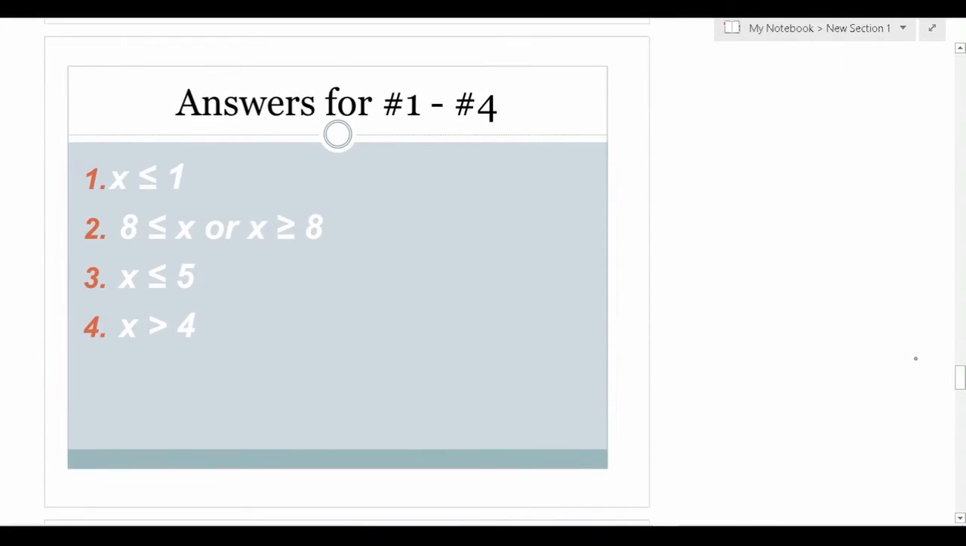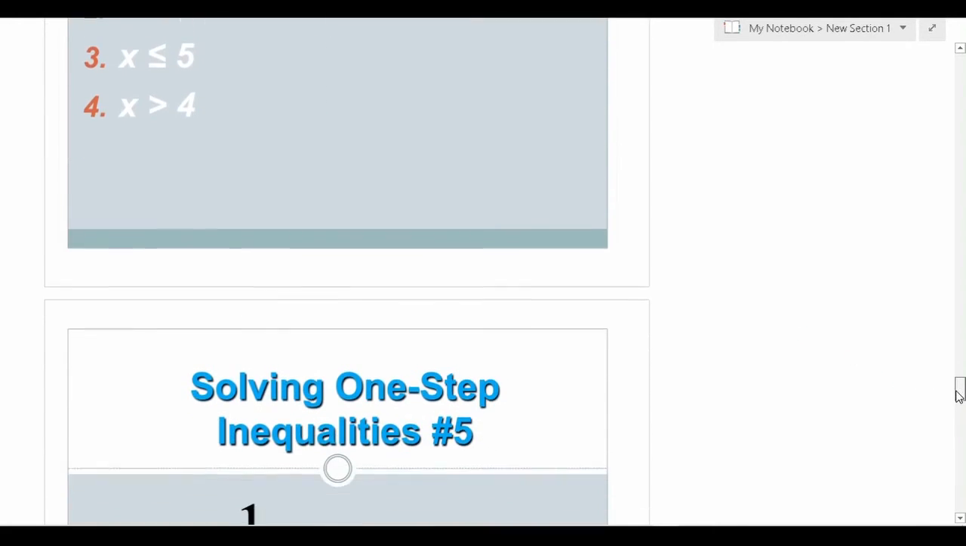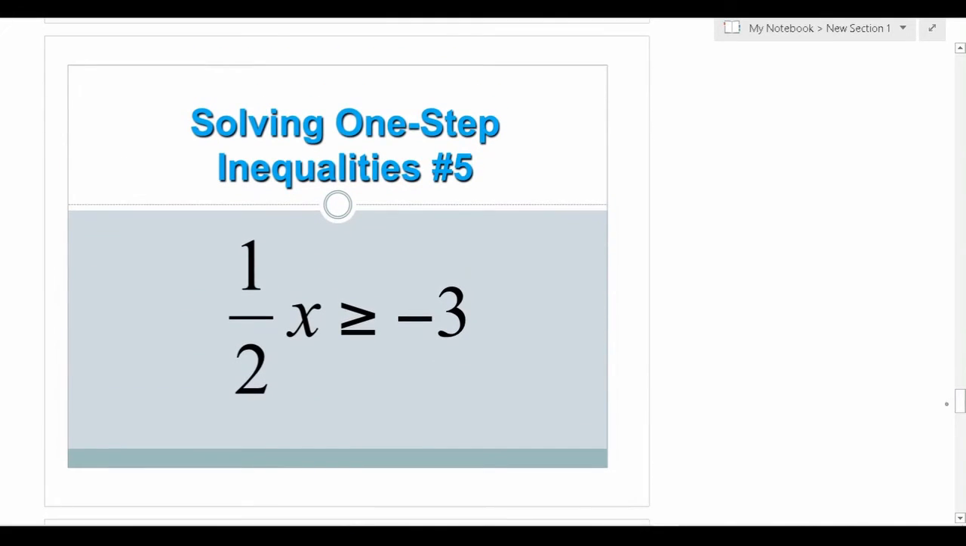And if you want to check your answers, there they are. One: x is less than or equal to 1. Two: x is greater than or equal to 8. Three: x is less than or equal to 5. And four: x is greater than 4. So four more to do.